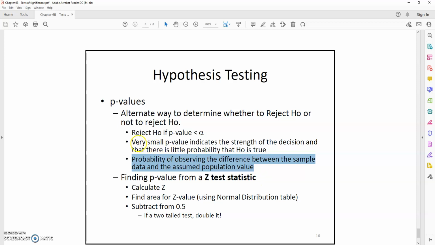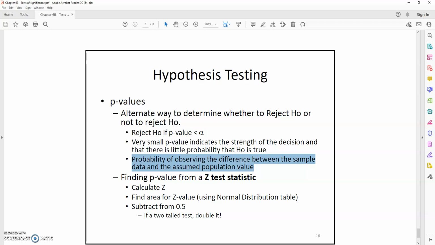But this statement here: very small p-values indicate the strength of the decision, and that there is little probability that the null hypothesis is true. So really, really small p-values basically indicate the strength of your decision to reject the null hypothesis, because there's very little chance that the null hypothesis is true. Remember, the population value is going to be the null hypothesis. We take a sample to test it. If the difference is really big, it basically means that something's wrong, and what is wrong is the assumed population value.